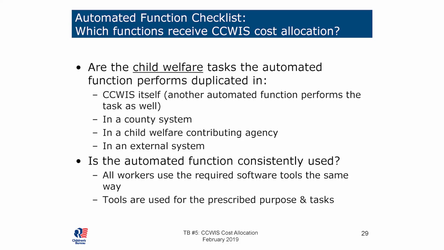If a CCWIS automated function is either duplicated within CCWIS or other systems, or the function is not consistently used by workers, it may qualify for non-CCWIS cost allocation. Next slide, please.